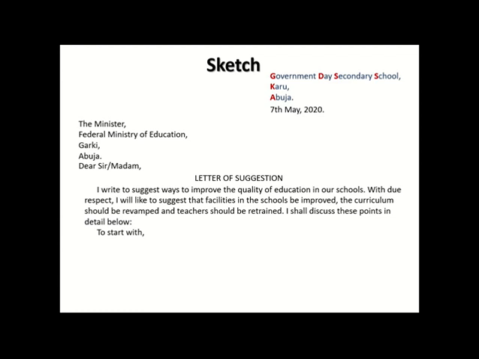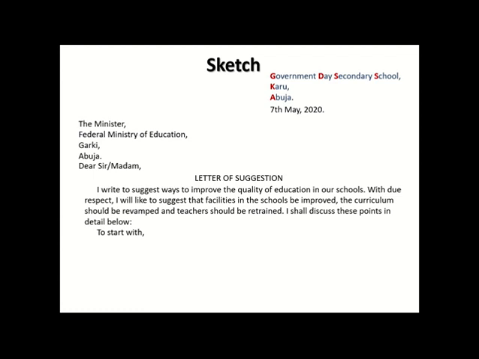So the next thing is the body of the letter, and that's the main business. Let's look at the body of the letter here. We have this: I write to suggest ways to improve the quality of education in our schools. With due respect, I would like to suggest that facilities in the schools be improved, the curriculum be revamped, and teachers should be retrained. I shall discuss this point in detail below. So this is concise enough.